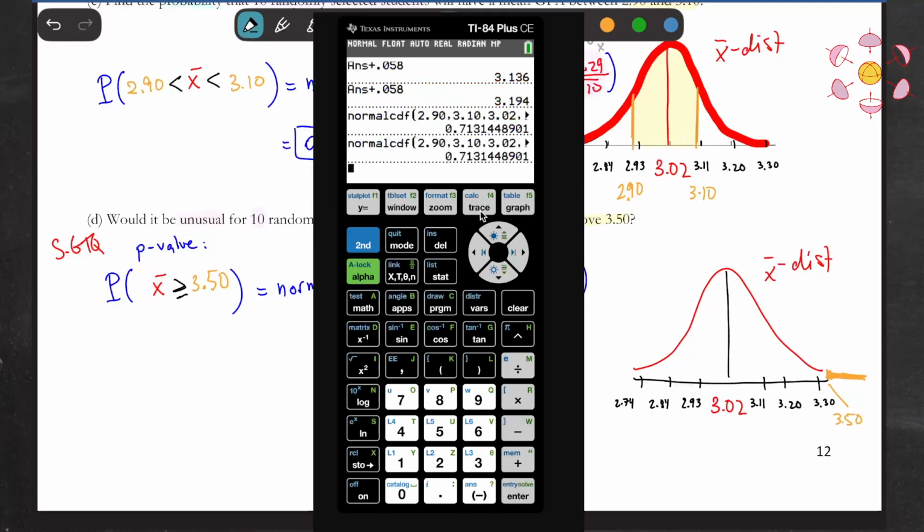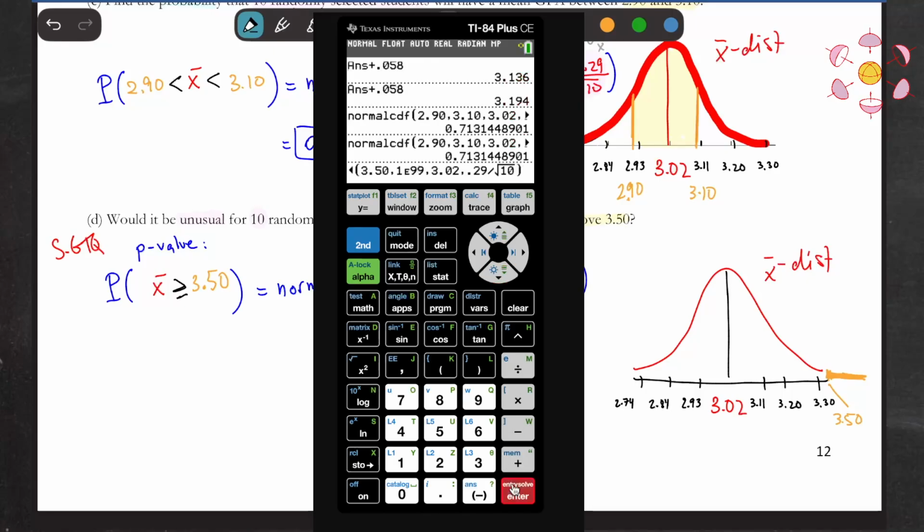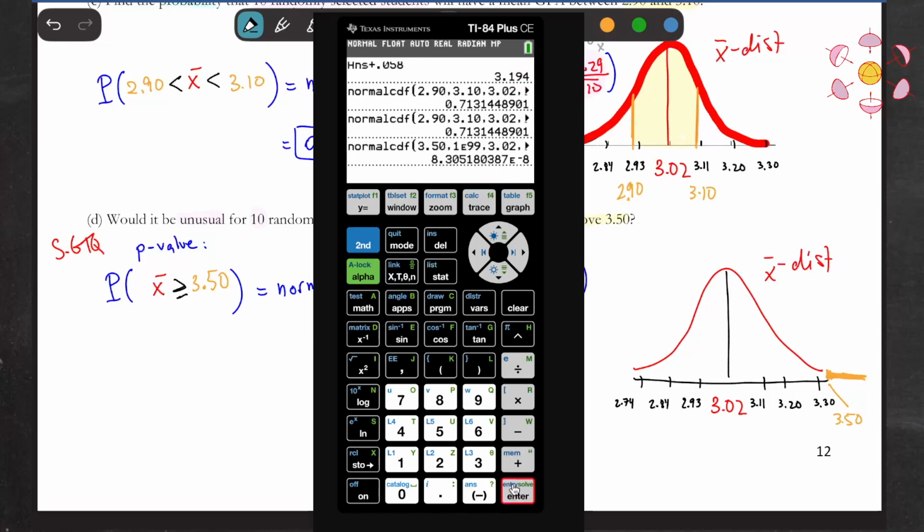time to calculate this. And let me just go to second vars. And 3.5 is my lower. Let's hit clear. Second comma 99 is my upper. And luckily, because it's the same mean and the same standard deviation, because our sample size is 10, I can just hit paste. And then this is our answer.